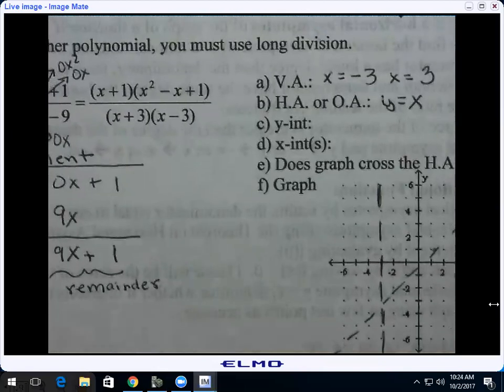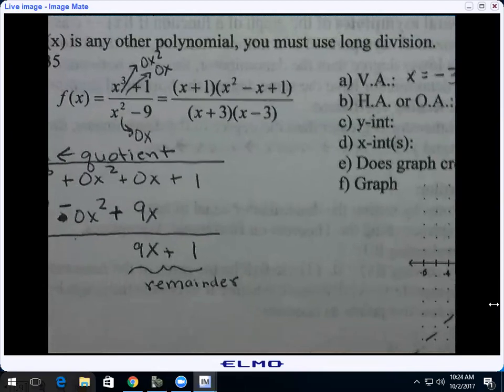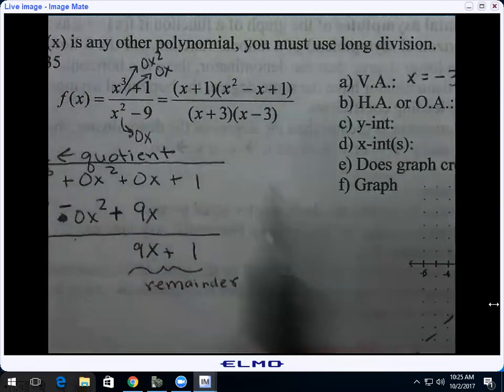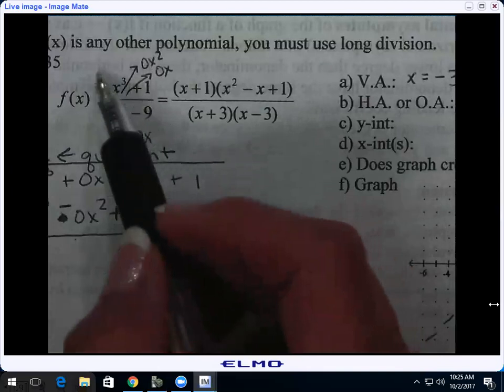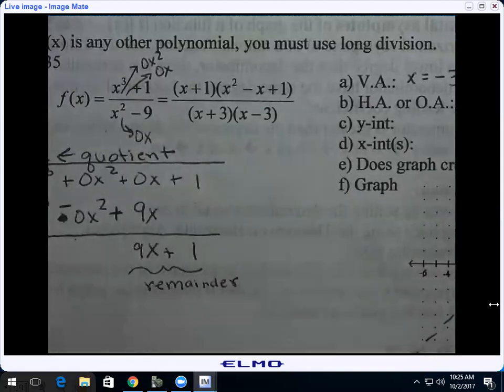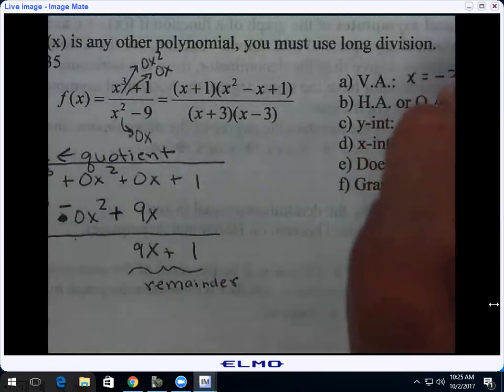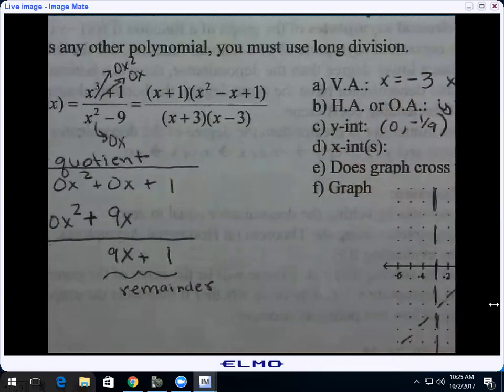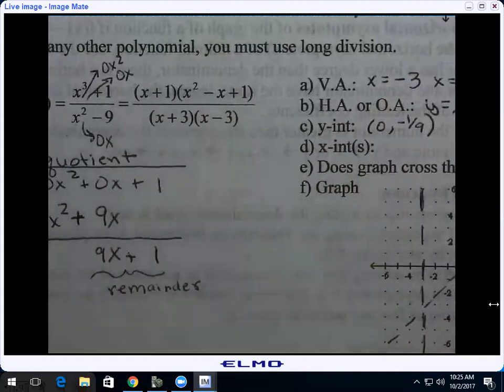What's the y-intercept of that graph? Can you see it? It's easier to see that before I factored: if I let both of those x's be 0, I just get y equals negative 1/9. So that's the y-intercept, (0, -1/9). And it's easier to see my x-intercepts in factored form.